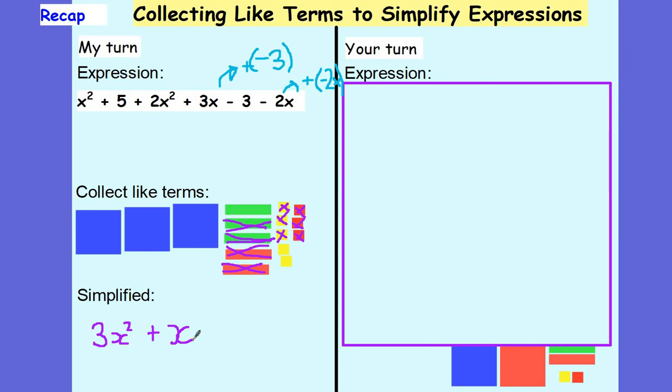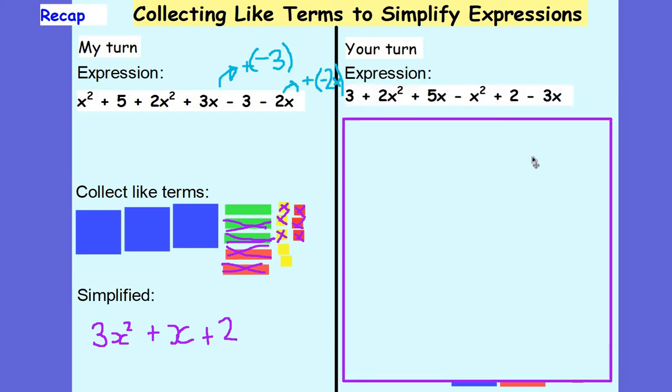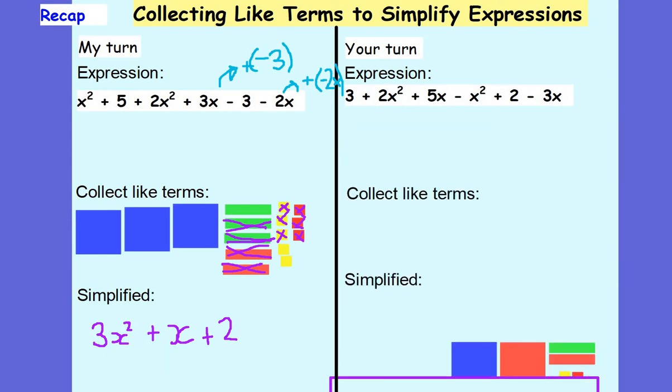And Kaylee, how many yellow squares have I got? Spot on, I've got 2 yellow squares. So I can simplify that to 3x squared plus x plus 2. In your rough books or on your mini whiteboards, by modelling this expression, can you simplify it for me, please? Pause the video for a minute and have a go at that now.